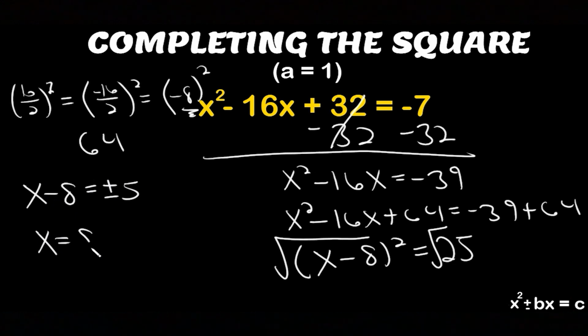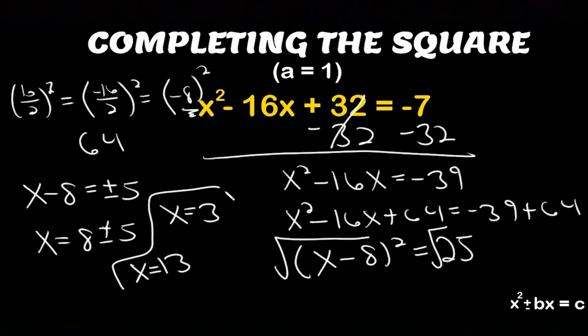So x is equal to 8 plus or minus 5. Okay? Breaking it down into its individual parts, we'll have x is equal to 8 plus 5. That's going to give you 13. And then we'll have 8 minus 5. That will give you 3. So x is equal to 3 here, right? So we get 13 and 3.